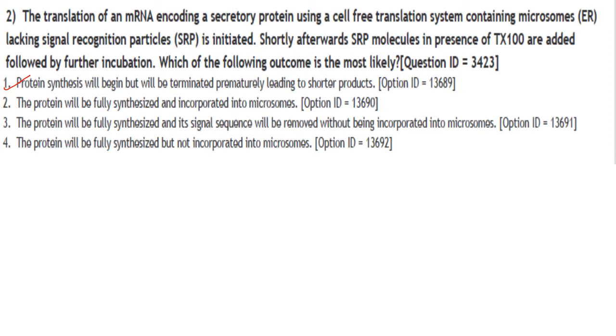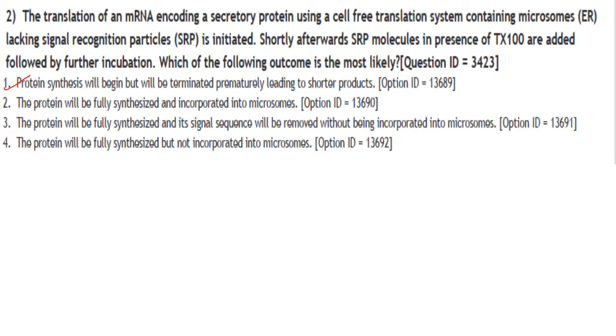Now here also I am going back to the normal condition. In the normal case, SRP binds the ribosome as well as the signal sequence, inhibiting further translation and targeting this complex to the rough endoplasmic reticulum by binding to the SRP receptor on the endoplasmic reticulum membrane. The polypeptide chain is then inserted into the membrane channel and translation resumes. That is what is happening in normal condition. Now in the experiment, SRP molecules are added in the presence of Triton X100.